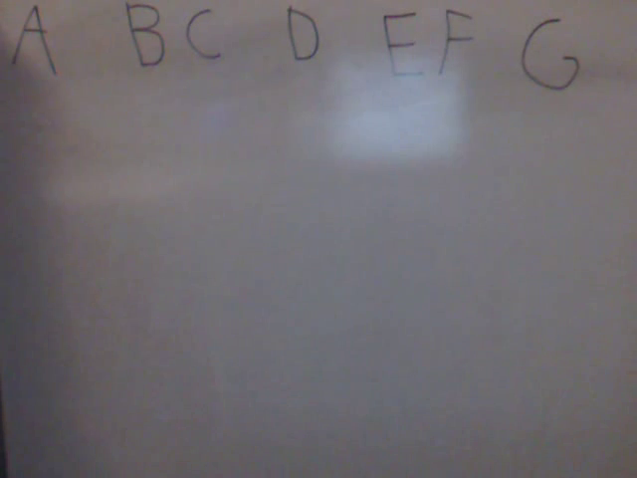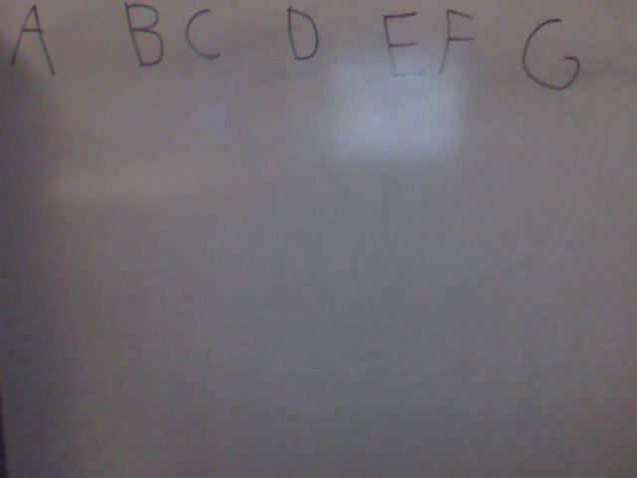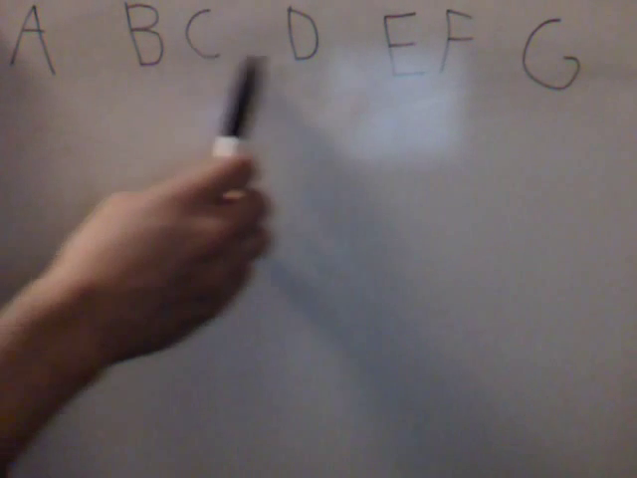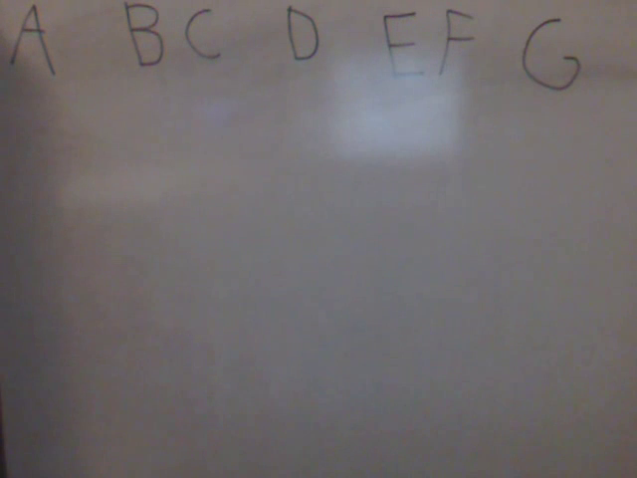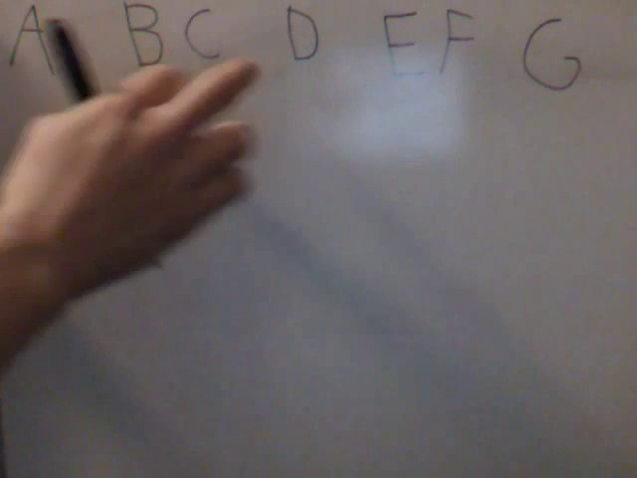Now I said there are 12 notes in the alphabet, but I only have 7 here. Where are the other 5? The answer is they're in between these notes, except for a couple of exceptions, and we'll get to those in a little bit. There are 5 notes that are not natural notes, and we refer to them differently.